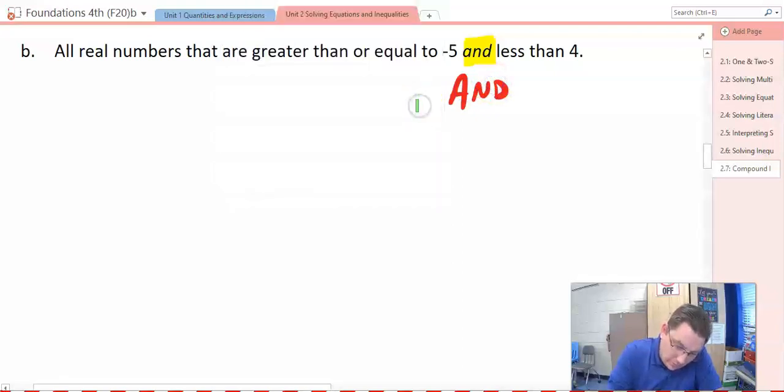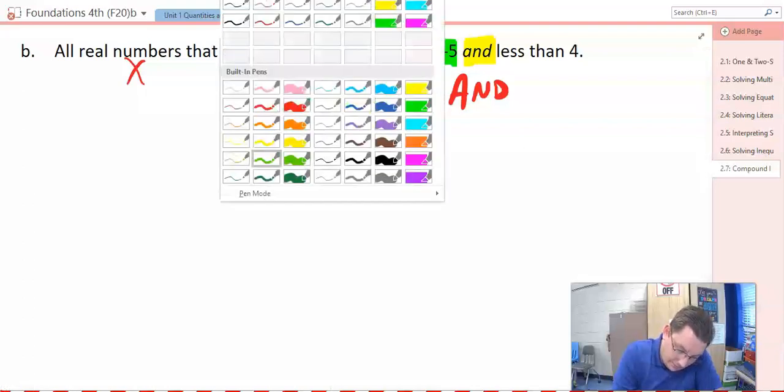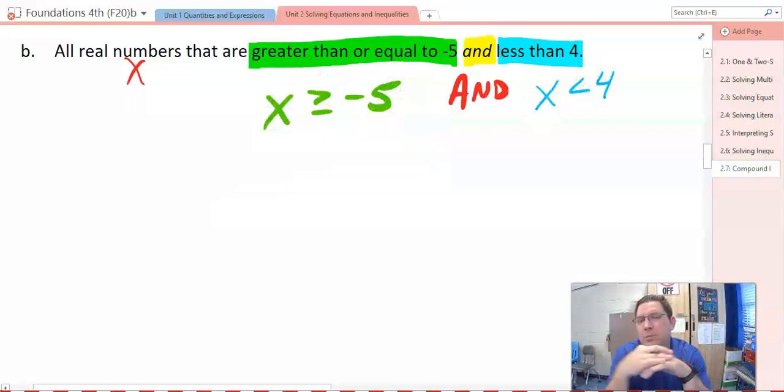So the first piece, so again, we got the statement all real numbers. That's just our X for both problems. And then it says what? Are greater than or equal to -5. So my first statement, X is greater than or equal to -5. My second statement, less than 4. So again, starting with the X is less than 4. So I've got my two pieces. Now, again, if you're more comfortable drawing this in 3 separate pieces like we did the first definition, that's great.